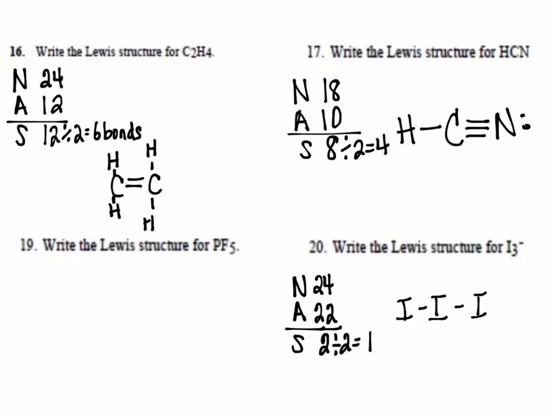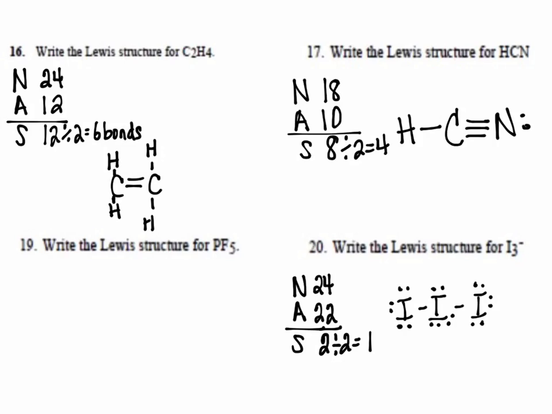Put our 2 bonds there. I'm going to make each I on either side happy. So 1, 2, 3, 4, 5, 6, 7, 8, 9, 10, 11, 12, 13, 14, 15, 16. I'm going to go make the other I happy. 17, 18, 19, 20. I have 2 electrons left over. So where do they go? Anything left over has to go on the central atom.